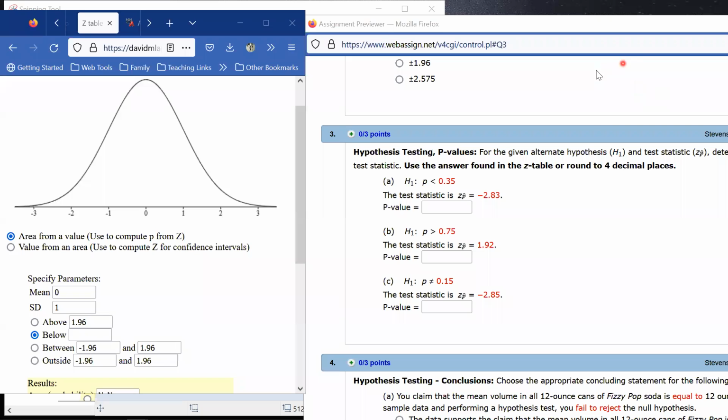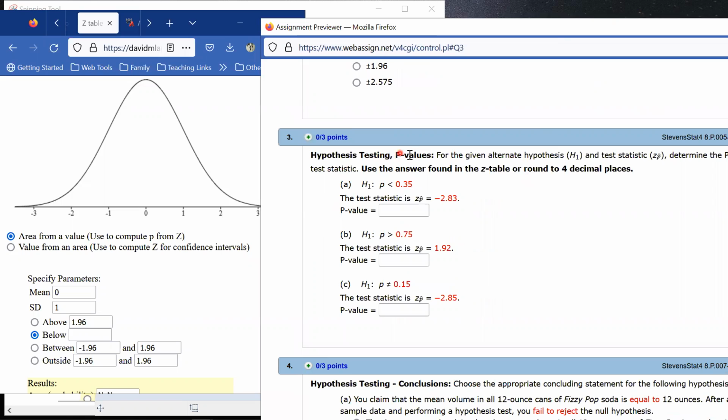Okay, so here's a version of the third problem in WebAssign from chapter 8. There's a corresponding one in the textbook. Now they're telling us they just want us to find the p-values. Remember, p-values are the tail area. And because we're working with z-scores, we know we're in the z-distribution.